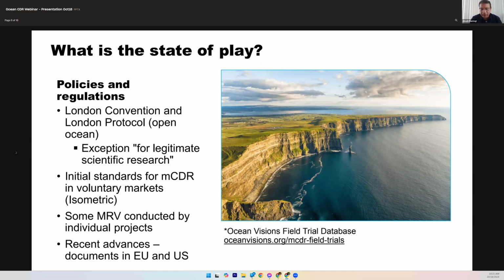Okay, all right. So there are many structural impediments that we need to overcome in MCDR pathways. A big one is governance, policy, and regulation, starting from domestic all the way to international. In the international arena, there's work happening on the London Convention, London Protocol area, which is evolving very fast. The second area I would say is standards. Reykjavik Protocol is one of the standards, and recently Isometric released standards for alkalinity enhancement. So there's some progress on that, but a lot more needs to be done. Next slide.